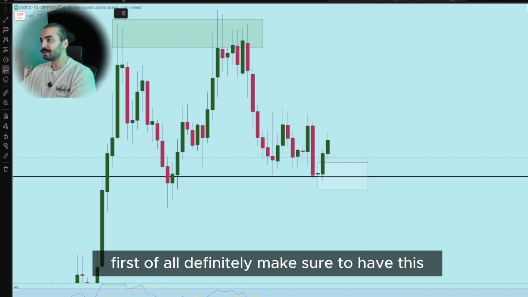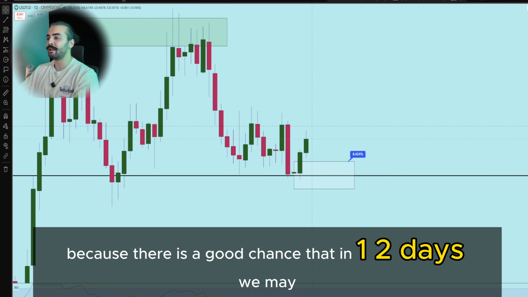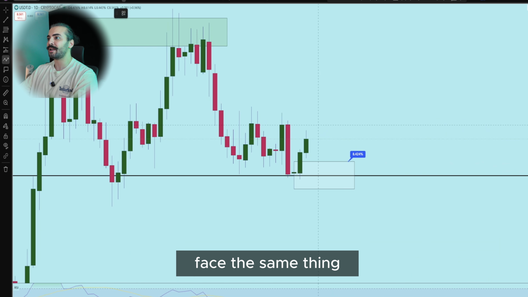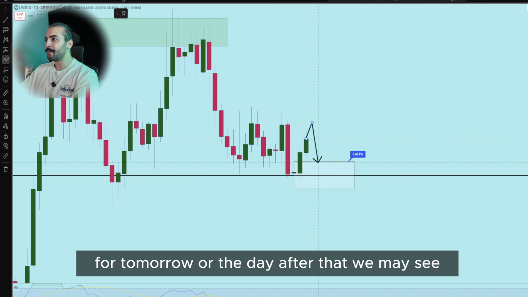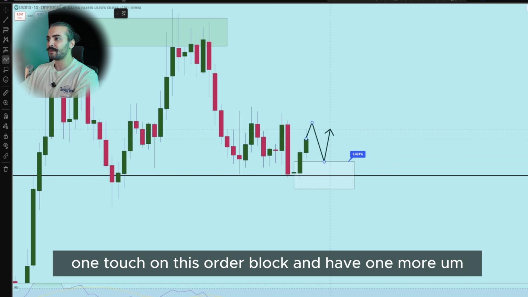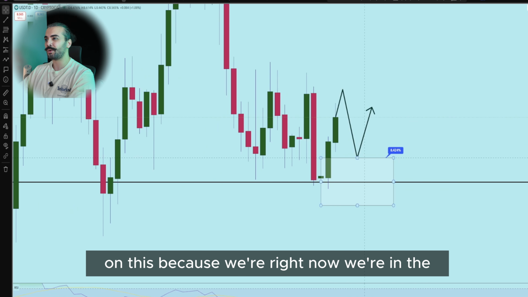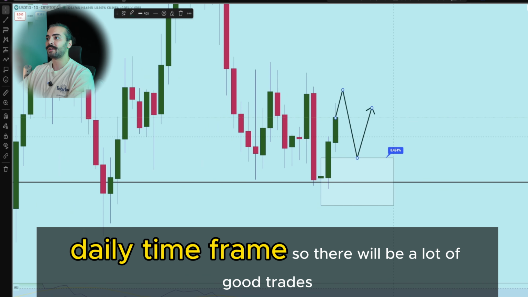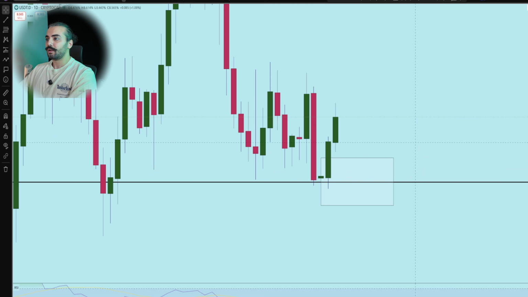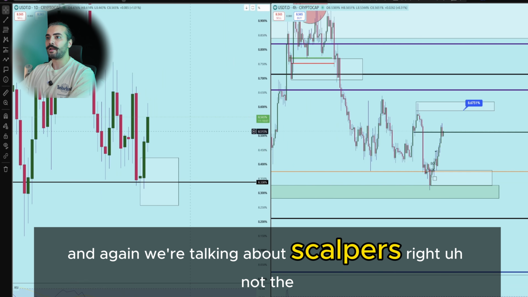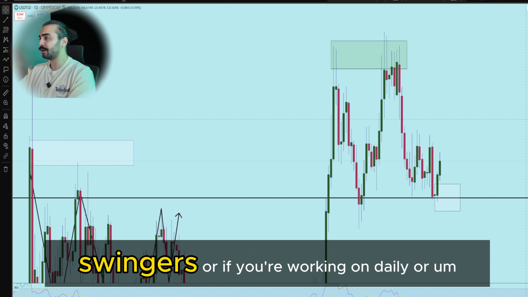First of all, definitely make sure to have this price tag on your chart, because there is a good chance that in 1-2 days, we may face the same thing again. For example, we go all the way up, and for tomorrow or the day after that, we may see one touch on this order block and have one more. We can have a lot of trades on this, because right now we're in the daily time frame, so there will be a lot of good trades at this specific zone. And again, we're talking about scalpers, right? Not the swingers, or if you're working on daily time frames.